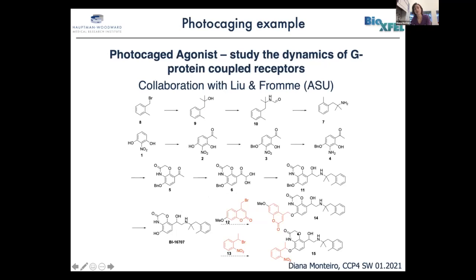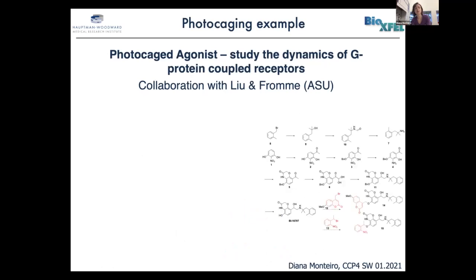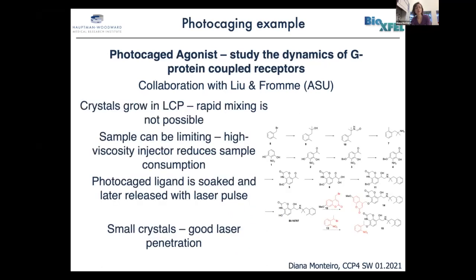And as I said, different cages have different properties. We know that we don't need to go very fast, but we want to make sure that we have the correct cage. So we're actually making two different compounds at the moment to test in house for all of the spectroscopic properties. It's a little bit of a long synthesis, but as I said, we have a dedicated lab, so this is what we're doing.